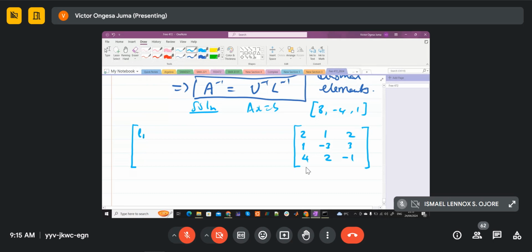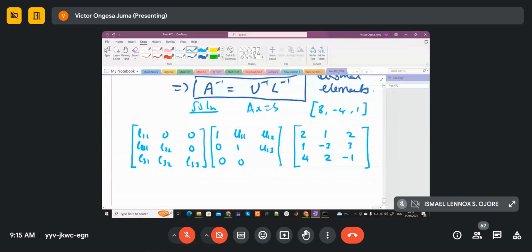So for now, we can try to fix for the U, because the other time we fixed for the L. This will be L11, 0, 0, L21, L22, 0, L31, L32, L33. Remember that the order of L should be the same as the order of the matrix. Then I can fix this as 1, U12, U13, and then 0, 1, U23, 0, 0, 1.